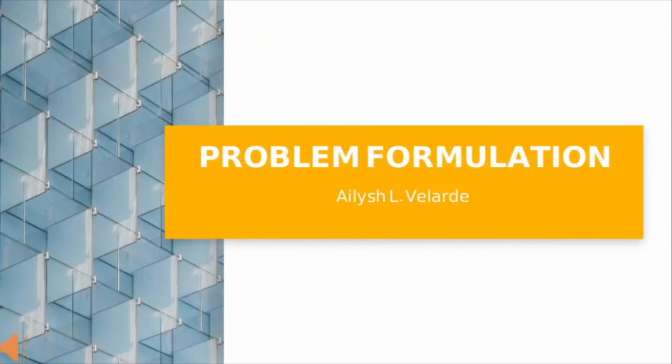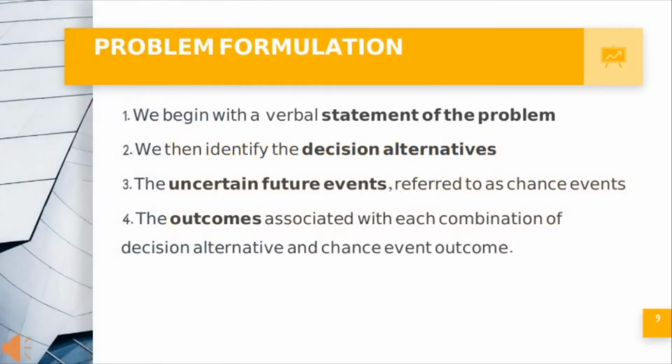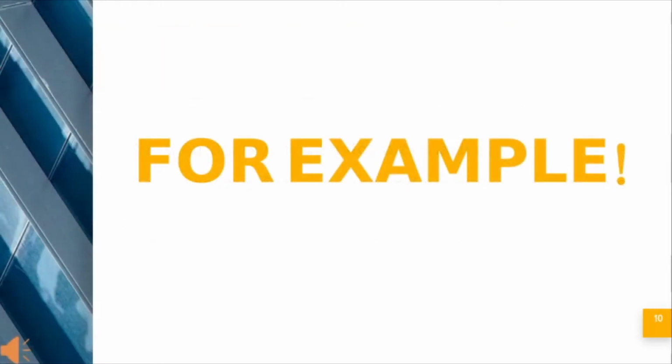Let us now move on to problem formulation. First, we begin with a verbal statement of the problem. Second, we then identify the decision alternatives. Third, the uncertain future events, referred to as chance events. Fourth, the outcomes associated with each combination of decision alternative and chance event outcome. Now that we have all that covered, let us move on to an example.